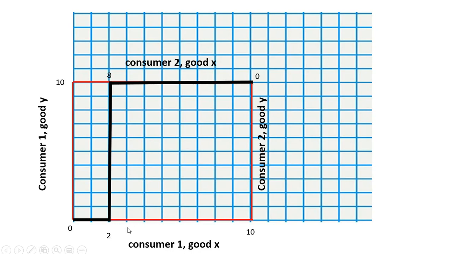Any point along either of these horizontal sections would be Pareto optimal. It'd be impossible to make one consumer better off without hurting another consumer. Likewise, this vertical section of the contract curve also is showing all points where it'd be impossible to make one person better off without hurting another person.